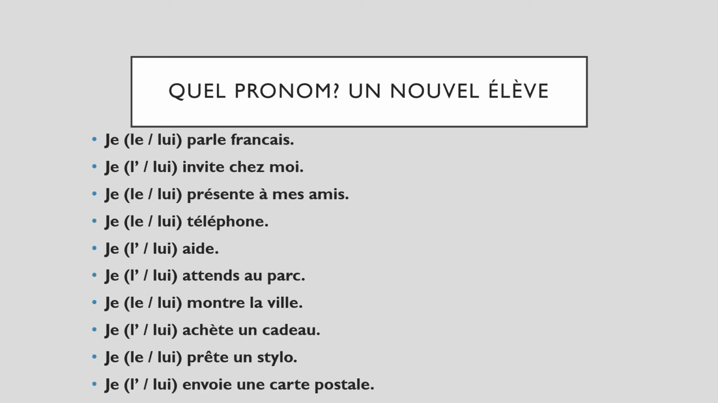So quel pronom, nouvel élève. So for this one, we're just going to practice. You notice I've got the options. It's either going to be le or l'apostrophe or lui. So for each one of these, we need to decide, is it going to use le or lui, direct or indirect? And all of them refer to a him, which is un nouvel élève. You got a new French exchange student at the school, so these are what you're going to do for him or what you're going to do in general.